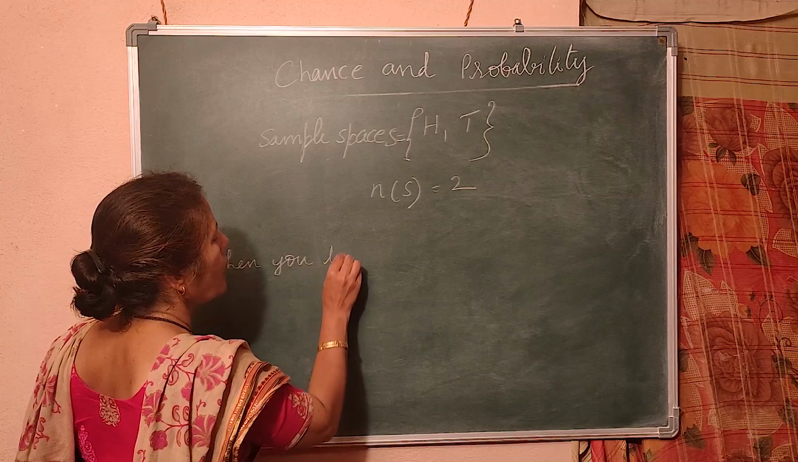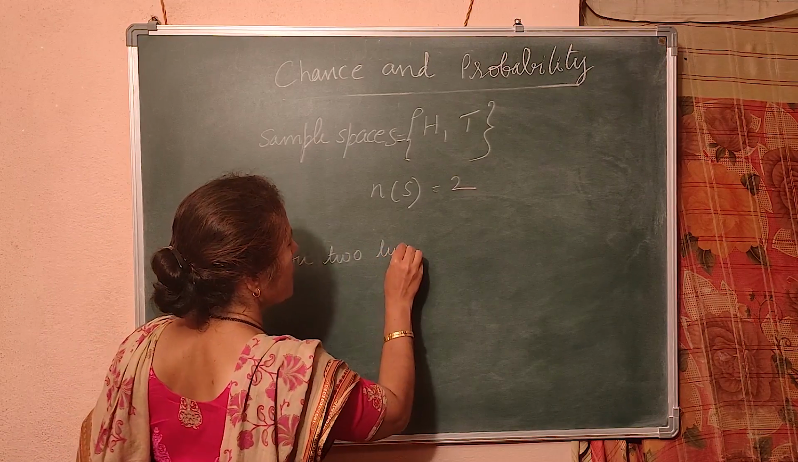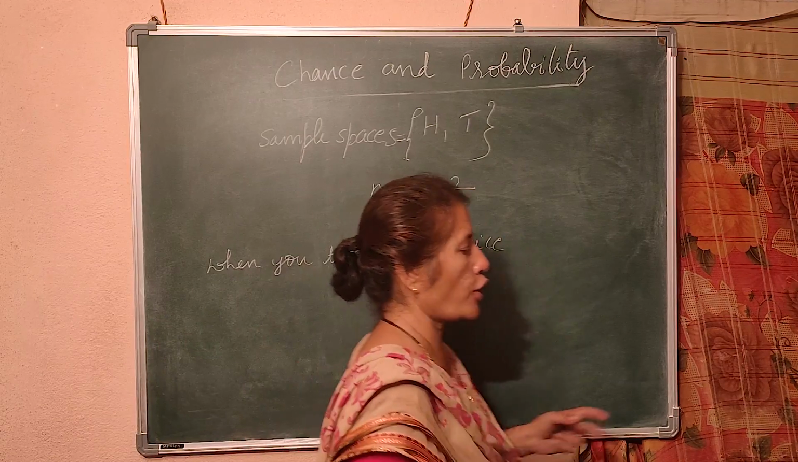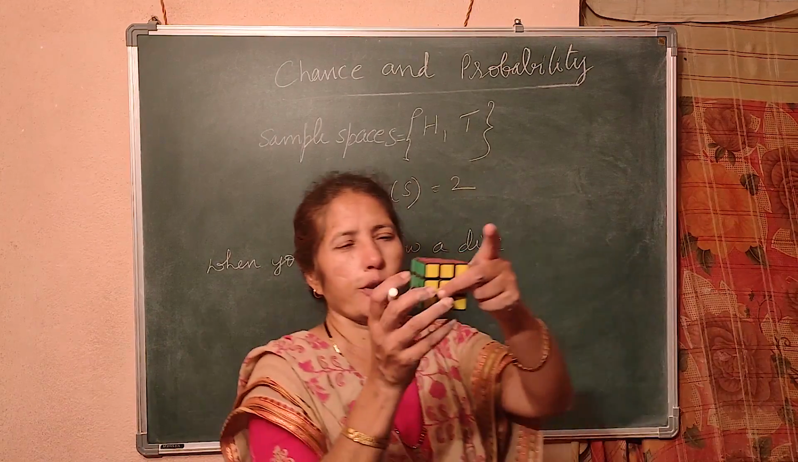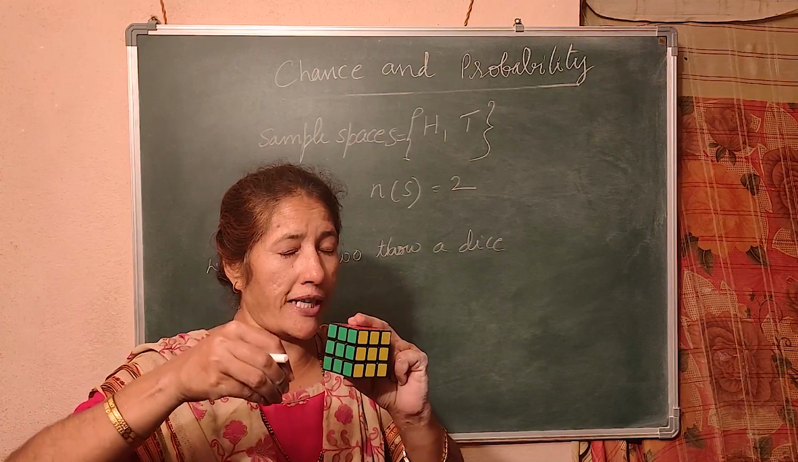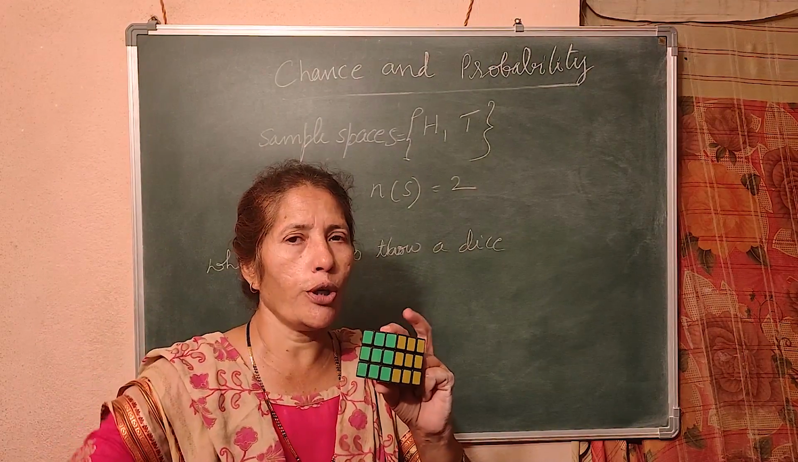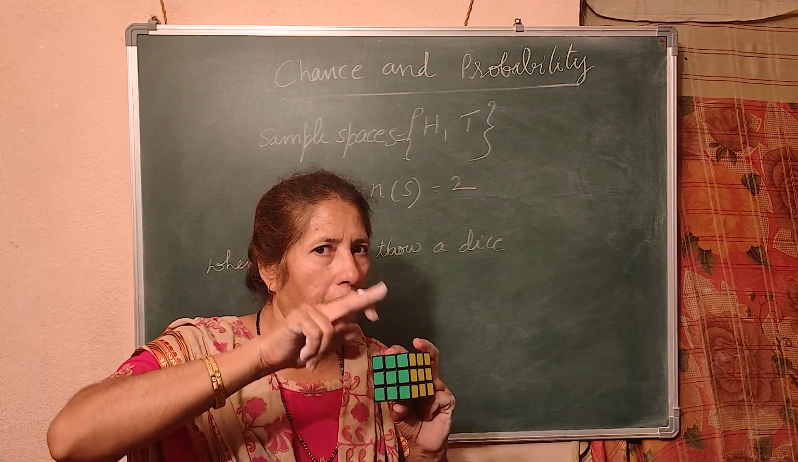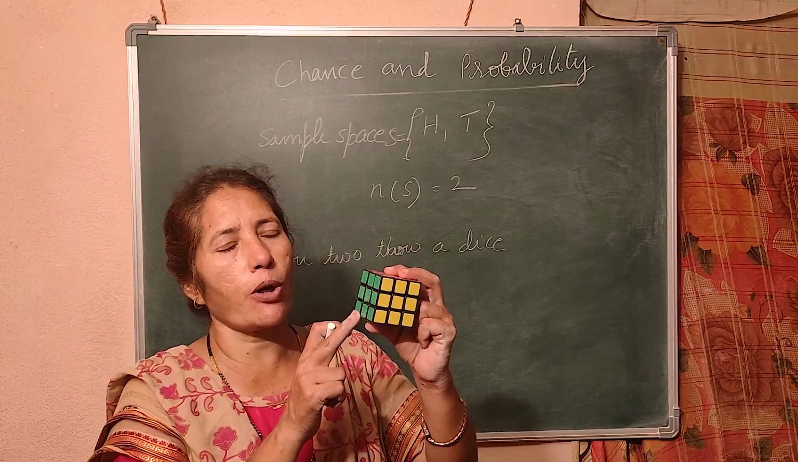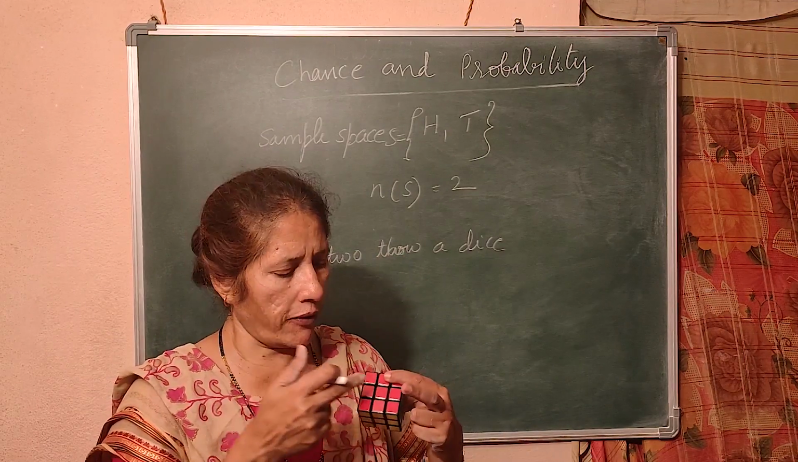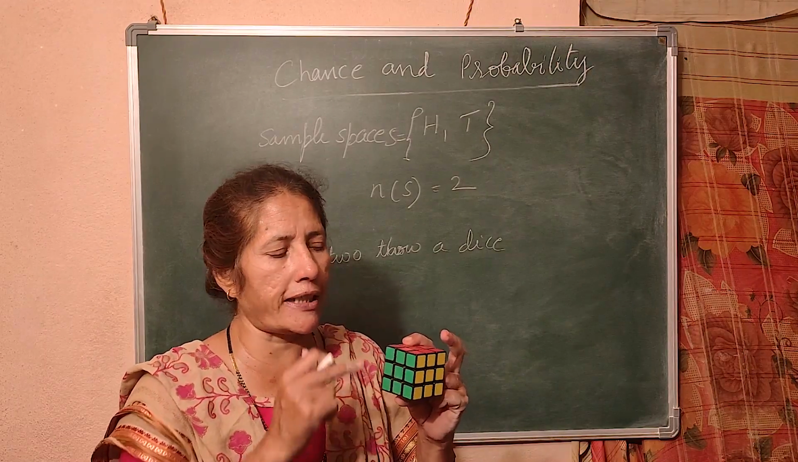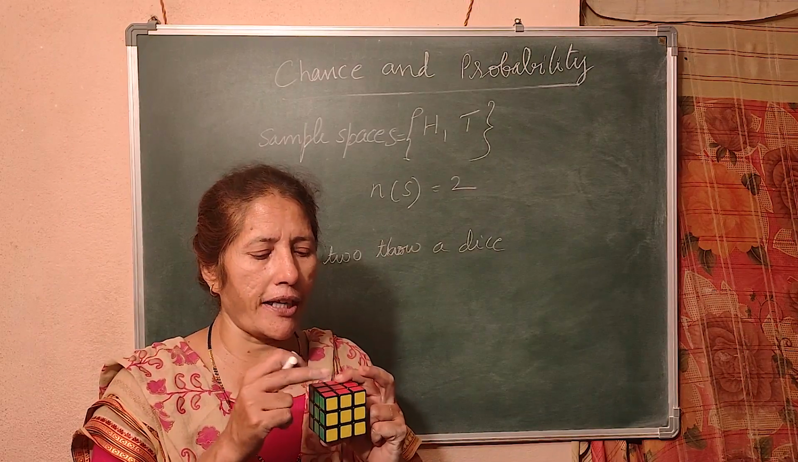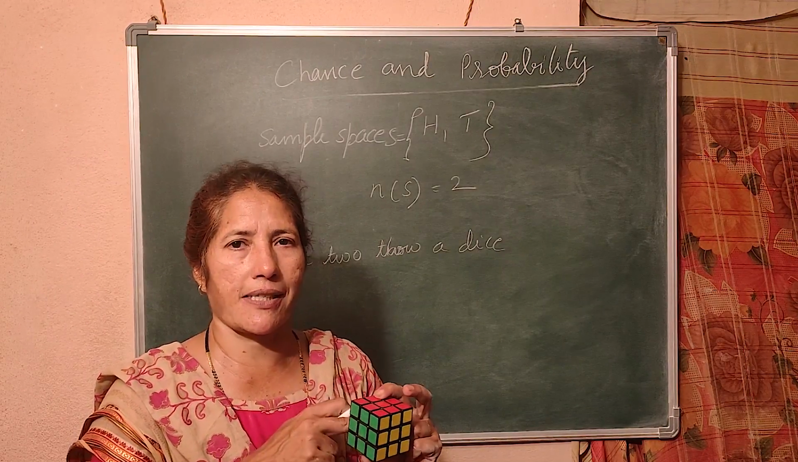Now suppose you toss or throw a dice. Have you seen the dice? I'll show you the cube. When you play Ludo, you throw a dice. What is written on that dice? From 1 till 6. In a cube also, there are 6 faces, right? Here there are 6 different colors. Suppose I write number 1, number 2, number 3, number 4, 5, 6.